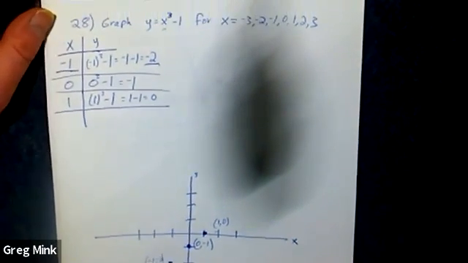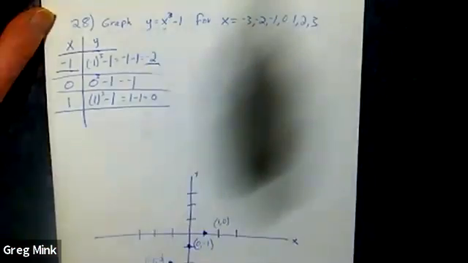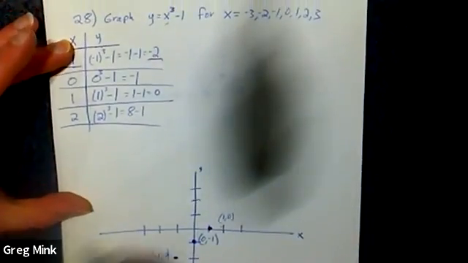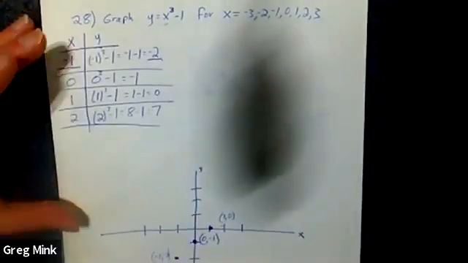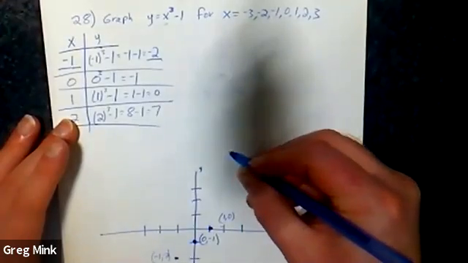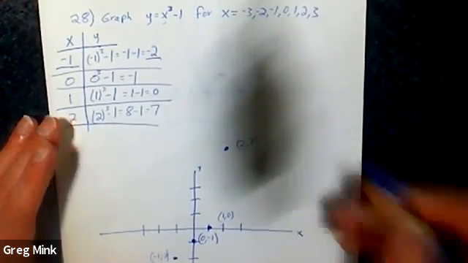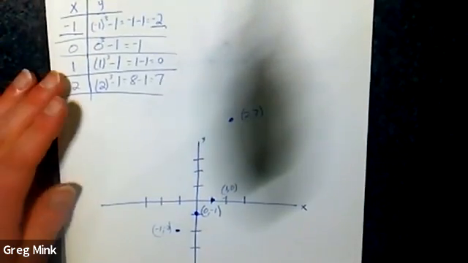And remember, all I'm doing is taking whatever my x value is, plugging it in for x here, and figuring out what y is. I'll try another point, 2. That would be 2 cubed minus 1, which is 8 minus 1, which is 7. So things are getting big fast. So I know way up here somewhere, I have the point 2 comma 7. So you can sort of see what's happening.